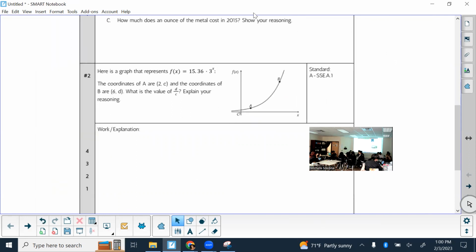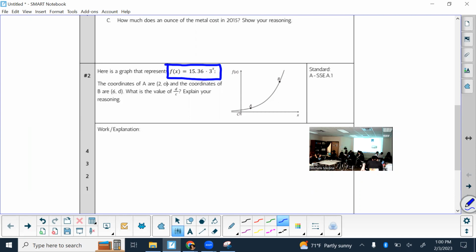So here's number 2 on the constructed response. If you want to make sure you get this down on your paper, on the one you got yesterday, or in your own notes, either way, you can upload either one. So here is the graph that represents this function, f of x. Just looking at it, is it linear or exponential?